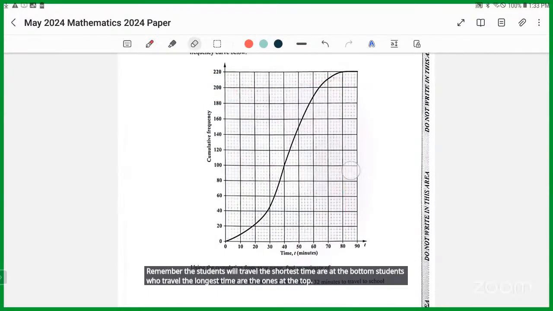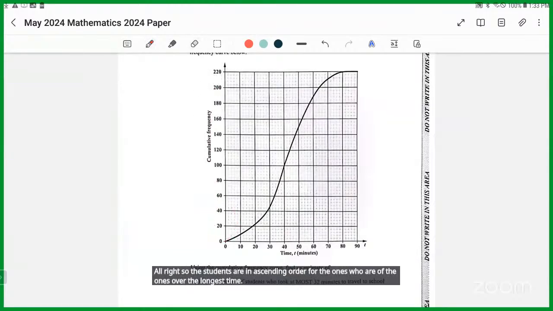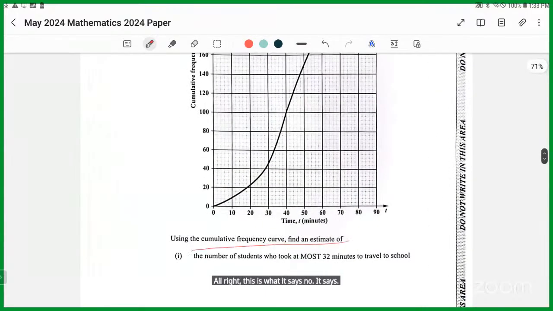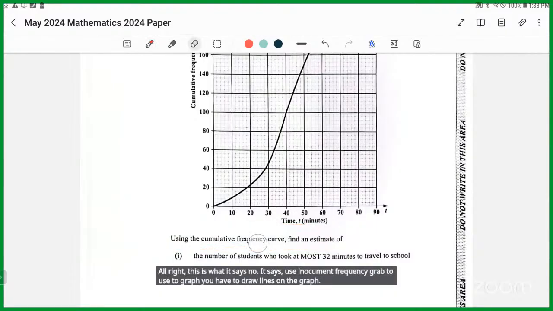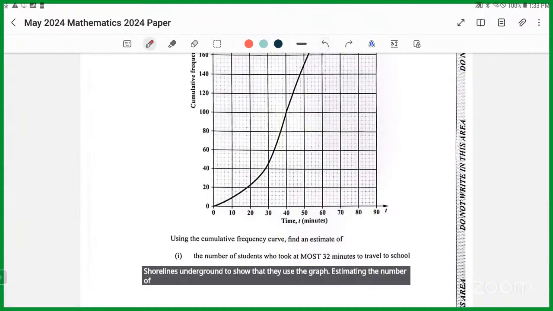All right, so the students are in ascending order, from the ones who took the shortest time up to the ones who took the longest time. All right, let's see what it says now. It says using the cumulative frequency graph. To use the graph, you have to draw lines on the graph to show that you used it. We're estimating the number of students who took at most 32 minutes.